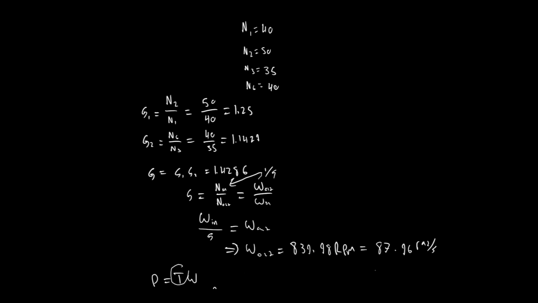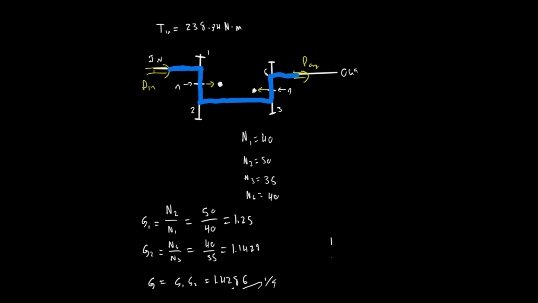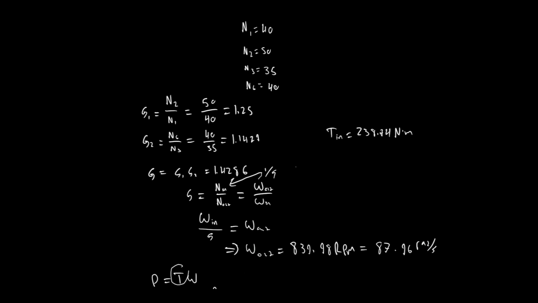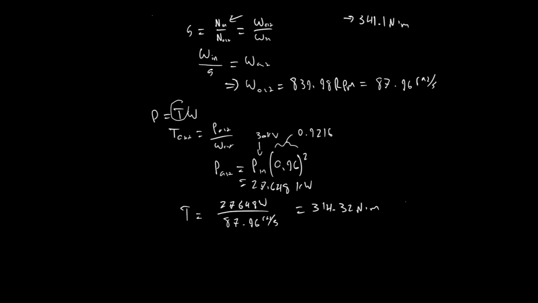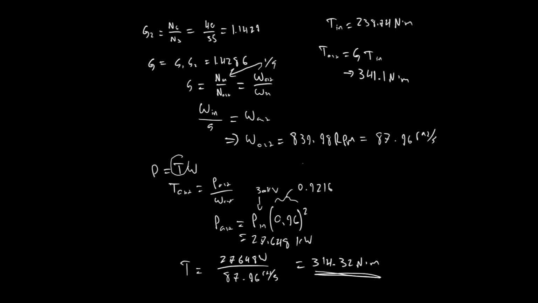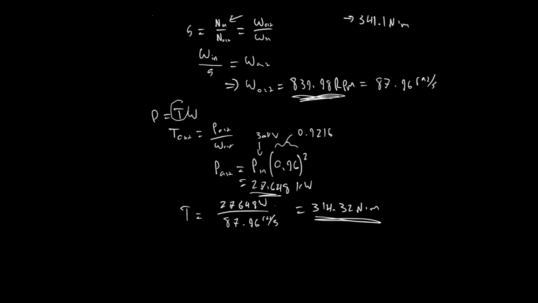So now, let's take a look at this theoretical torque. We had our T in equals 238.74 Newton meters. And we have this gearing ratio, which if we apply it directly without considering our efficiencies, then T out equals this overall G times T in. Since it's a reduction gear system, we expect the output torque to be higher. We get the output torque is actually equal to 341.1 Newton meters. So if it wasn't for these losses, we'd have a little bit of extra output torque. But since we have these losses, our output torque is only 314.32. And actually now we have our output angular velocity, we have our output power. That's everything we wanted for the first question.